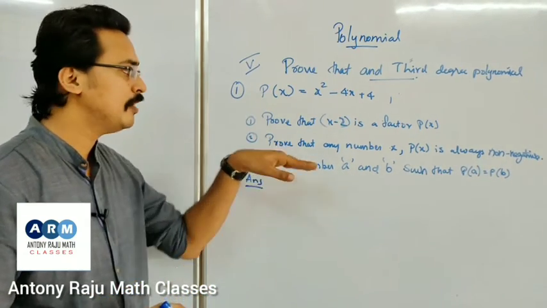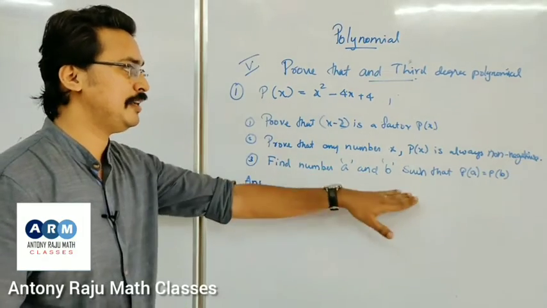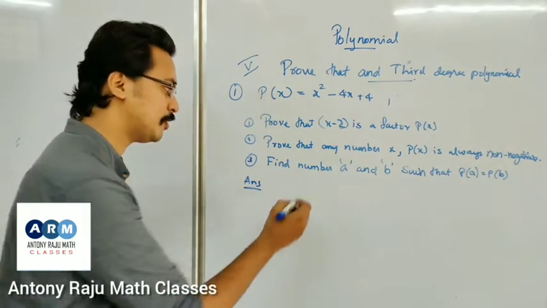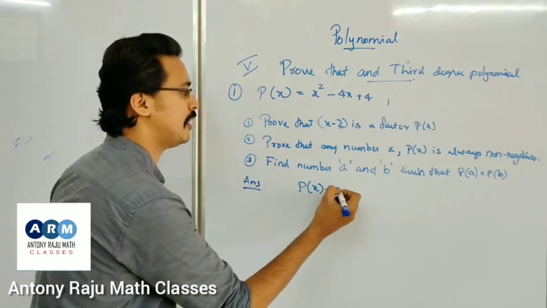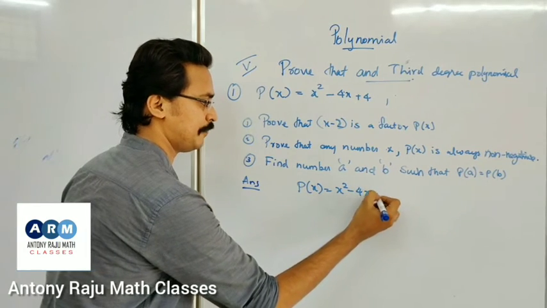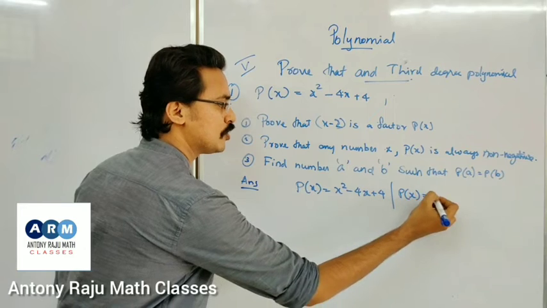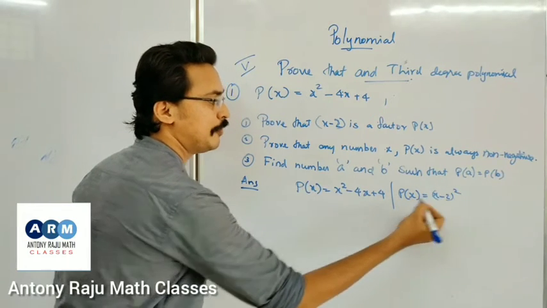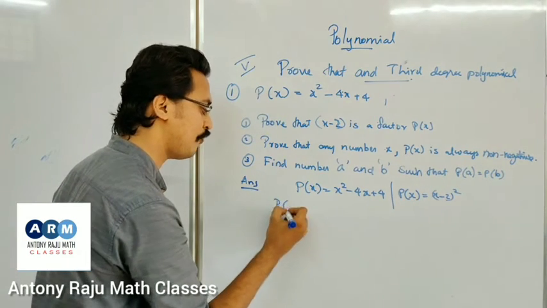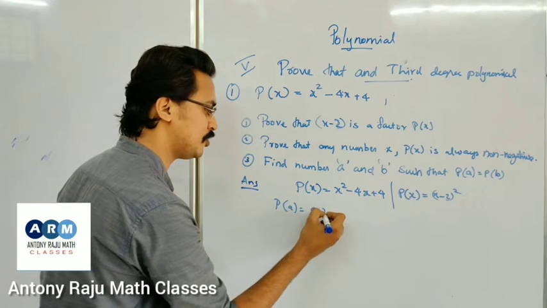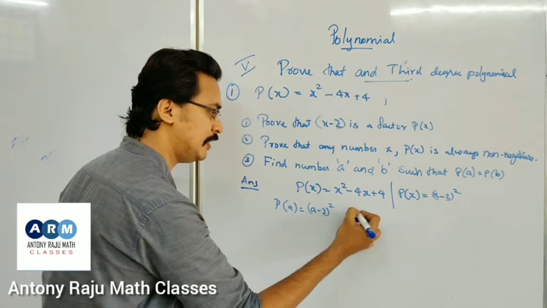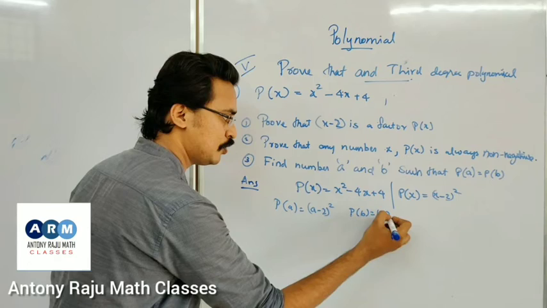Third question, find numbers a and b such that p of a equal to p of b. P of x is x square minus 4x plus 4, and we can write p of x as x minus 2 whole square. We have to apply a and b here. P of a, that is a minus 2 whole square. And p of b, that is b minus 2 whole square.